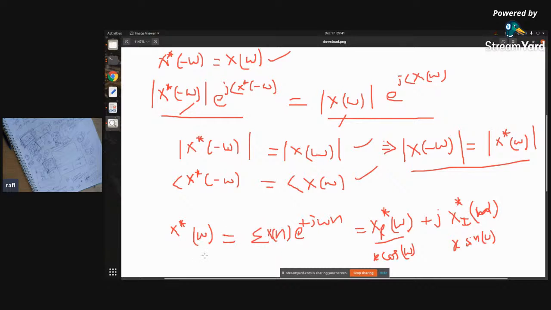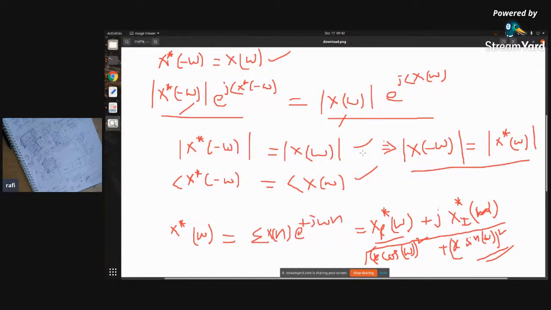When you take x star of minus omega here, the magnitude won't change. That means cos of minus omega is cos omega only, and sine of minus omega is minus sine omega. But when you are taking the magnitude, it is still a whole square. Magnitude means the square root of the real part squared plus the imaginary part squared, so the square root of the sum of x of n cos omega n squared plus the sum of x of n sin omega n squared. So the magnitude won't change, if x of n is real.